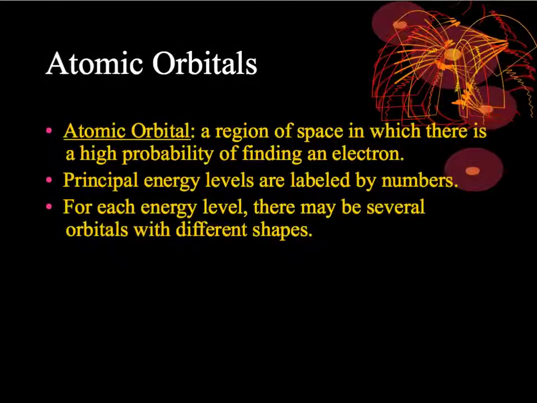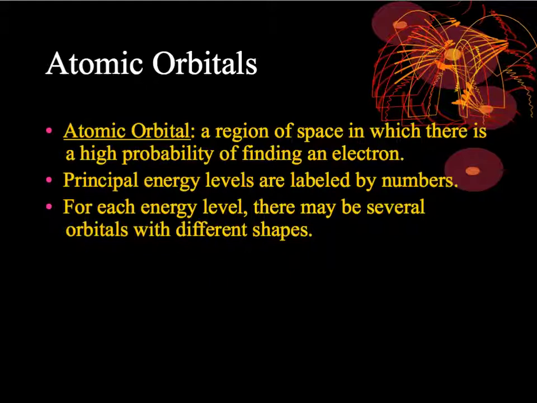Now looking at atomic orbitals, hopefully this part's familiar. You know that an atomic orbital is a region of space in which there's a high probability of finding an electron. We also have principal energy levels. We've also called them electron shells or energy levels that we label by numbers. And then for each energy level, there may be several orbitals with different shapes. That's where it gets different.